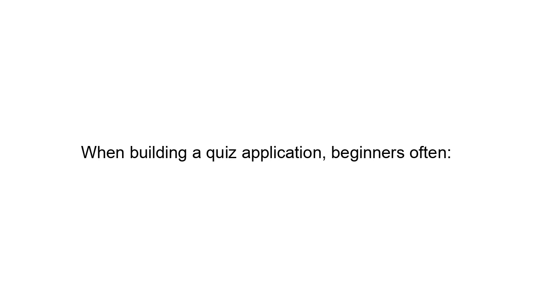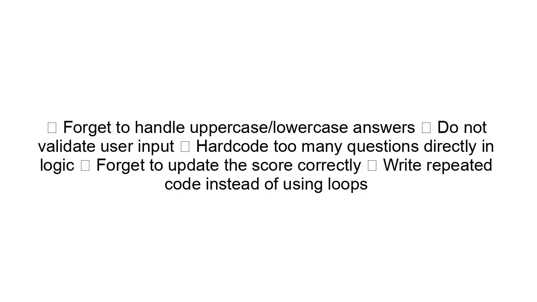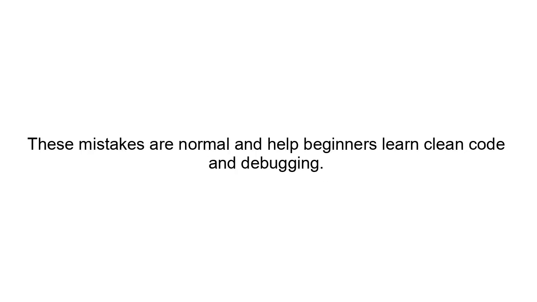Common mistakes beginners make. When building a quiz application, beginners often forget to handle uppercase and lowercase answers, do not validate user input, hard code too many questions directly in logic, forget to update the score correctly, and write repeated code instead of using loops. These mistakes are normal and help beginners learn clean code and debugging.